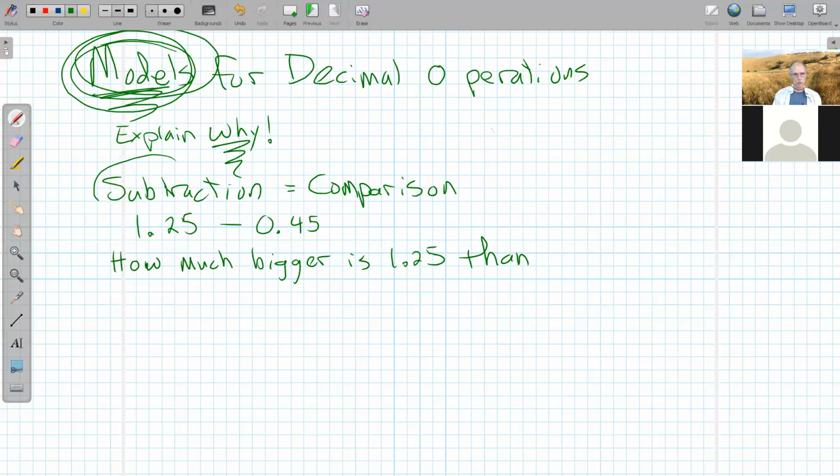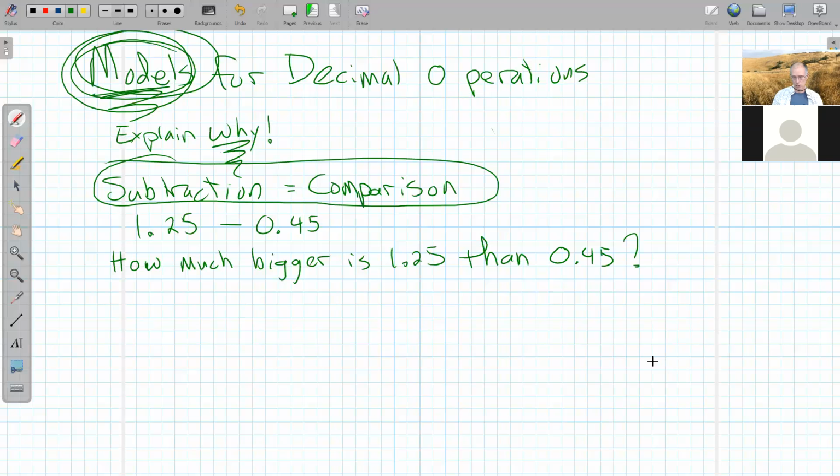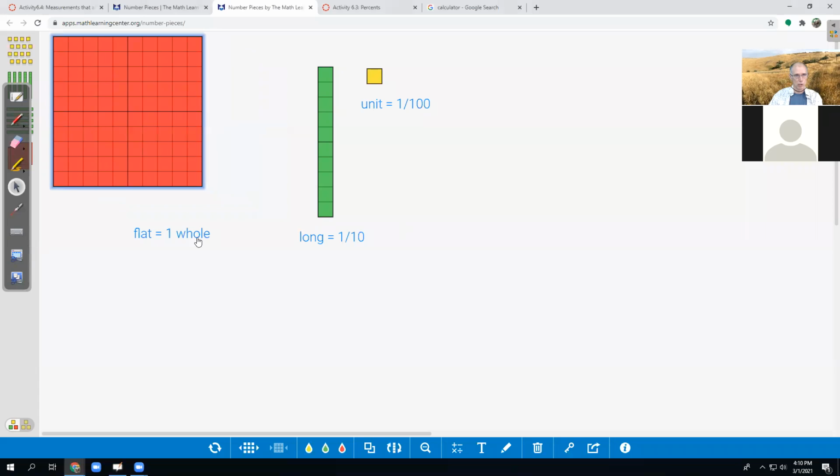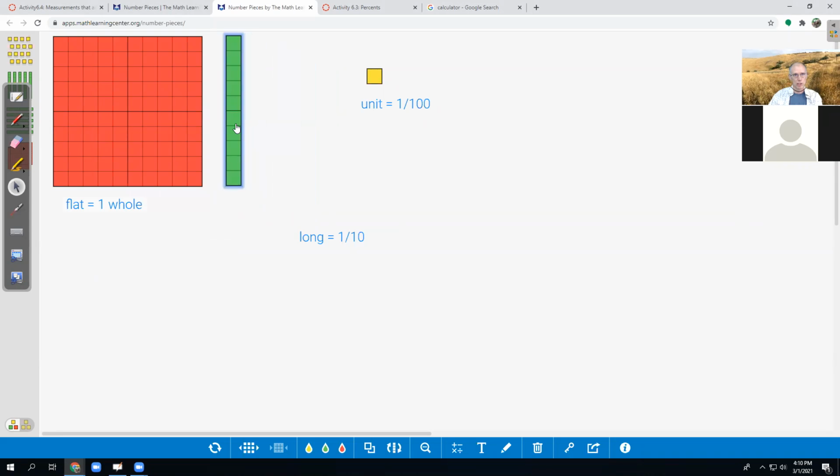So what does subtraction mean? Subtraction means compare. Here's the problem. What does that mean for these numbers? How much bigger is 1 25/100ths than 45/100ths? Then I whip out my base 10 blocks, and I'm going to move over to the app to show these. We're going to use this model here: the flat is a whole, the long is a tenth, and the unit is a 100th.